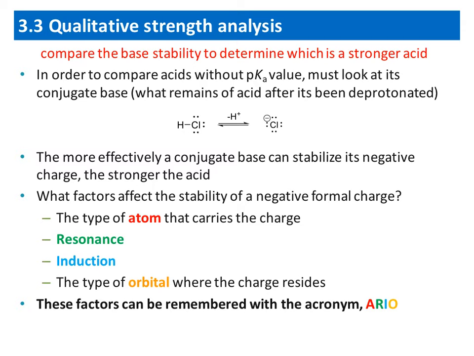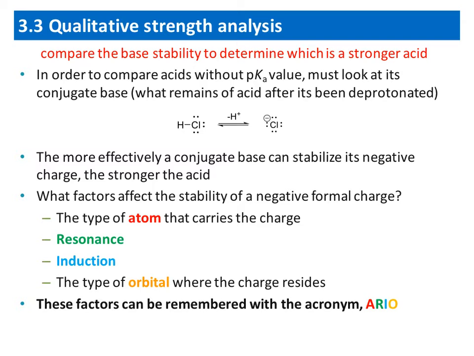There is another way that we can compare the acidity without knowing pKa values, and we call that qualitative approach. So you don't need to know the pKa values all the time. In this approach, we need to look at the conjugate base. So imagine if you have an acid like hydrochloric acid, if it gets deprotonated, loses the proton, it converts to the conjugate base. And we are going to look at the stability of this conjugate base. The more stable the conjugate base, the stronger the acid.